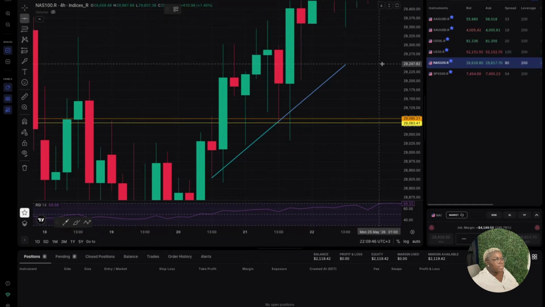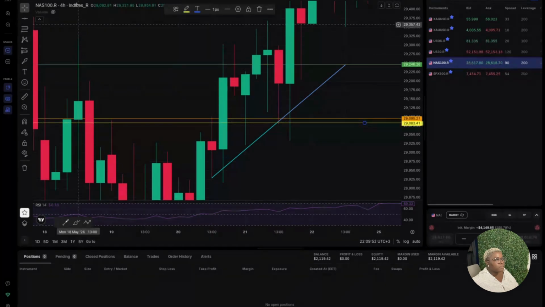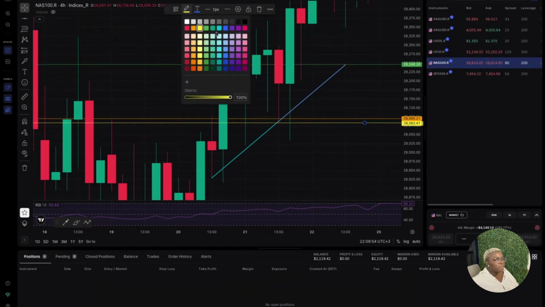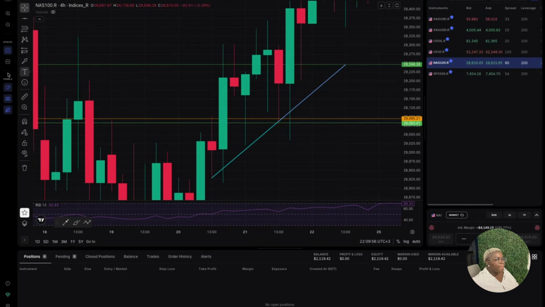I would mark it at the top. And let's do these as green because green always represents my targets. Mark it at the top. And then I would mark it at the middle. Now you may say, well, Val, how are you gauging that? I'm like, that's what I'm gonna do. I'm like, okay, that's the middle.